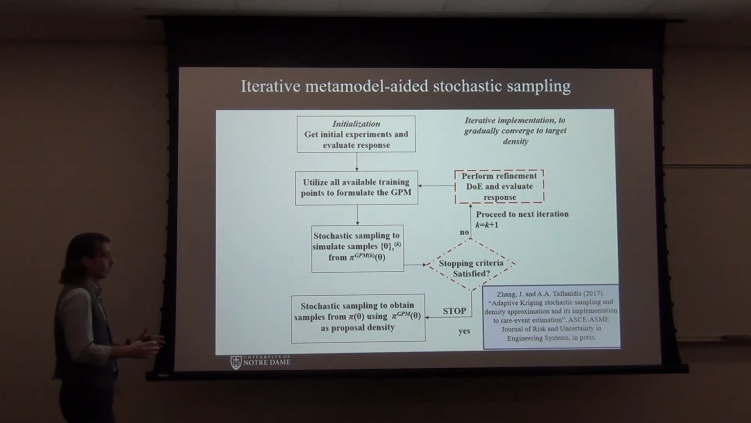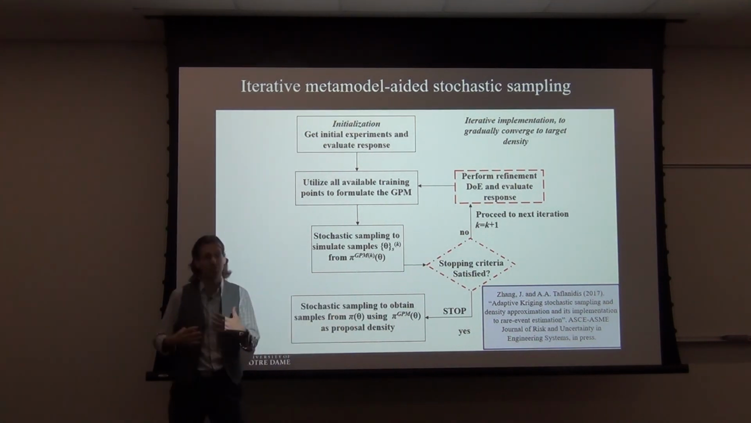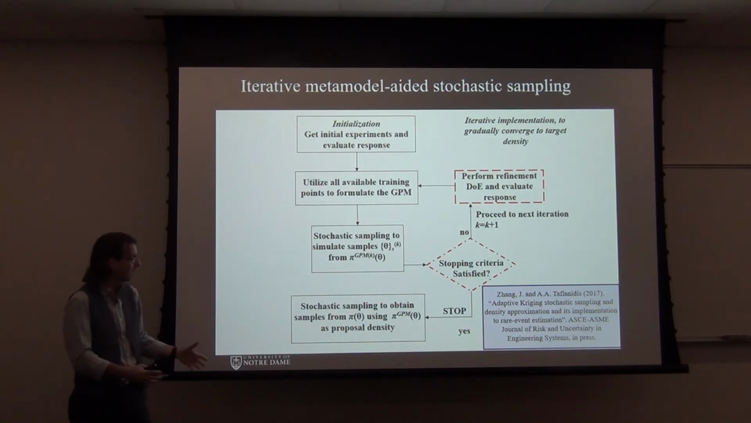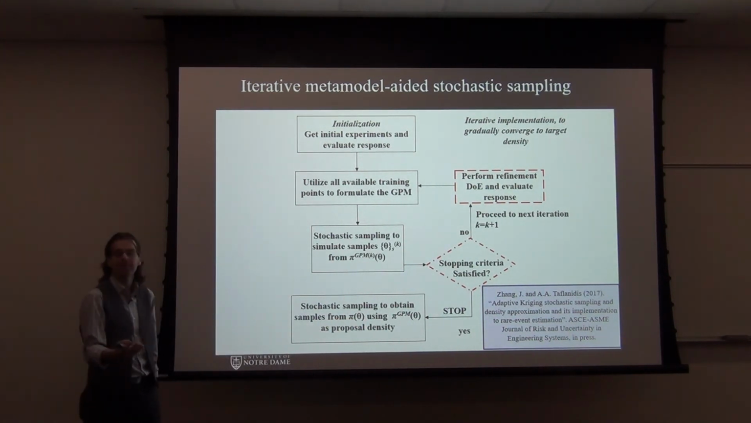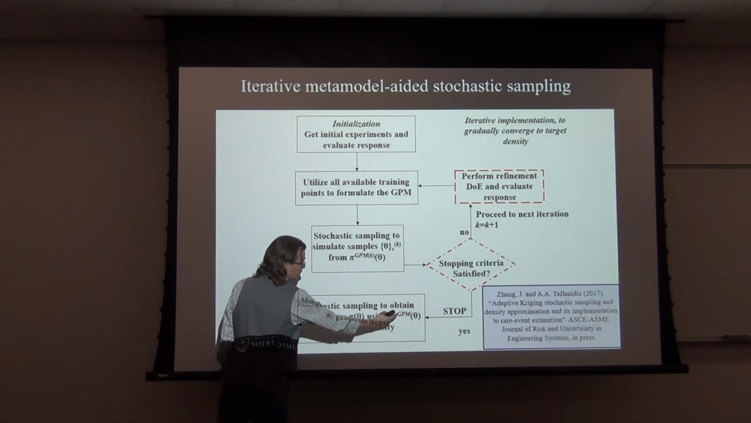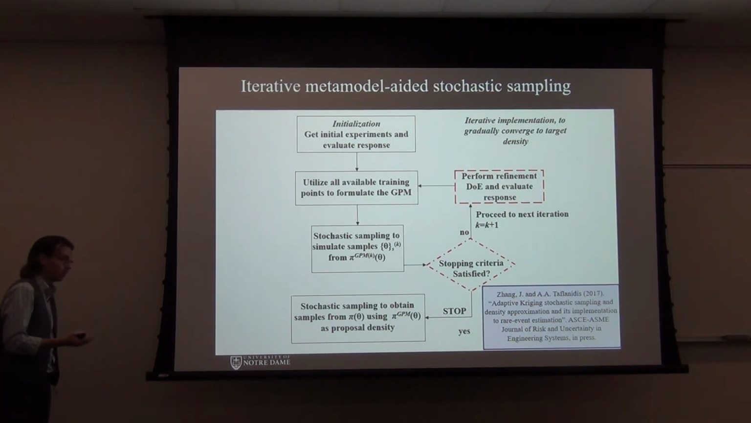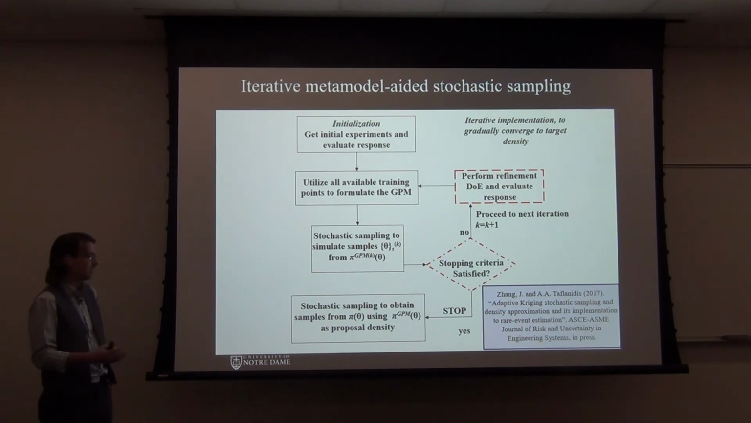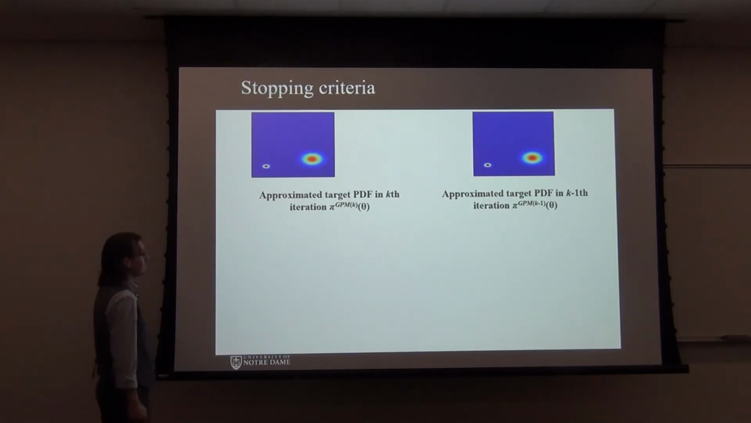But if you really want samples not from your approximate density, but your exact density, in other words, you don't want to rely on your meta model, we still think that these two are similar to one another. So you can do one final stochastic sampling stage by using this as a proposal density to get samples from your actual target density. In this case, you're not going to rely at all on your metamodel.